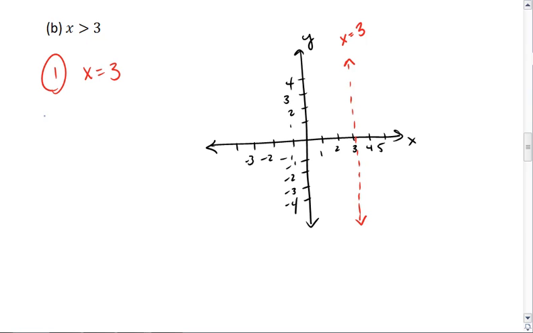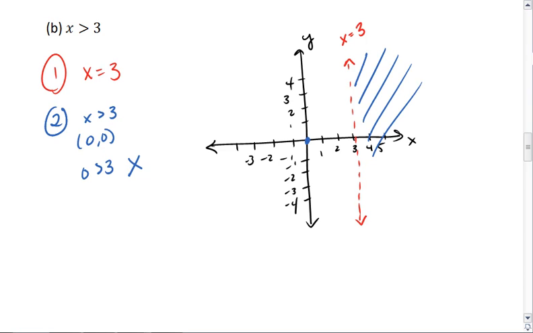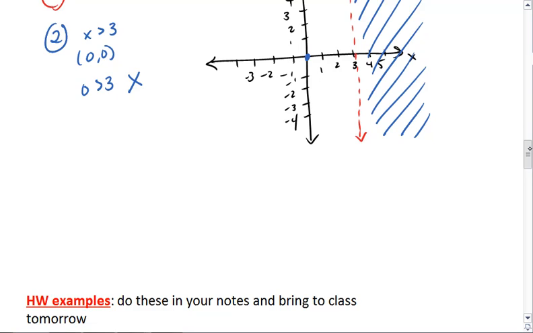For step 2, we want to try a test point. And in this one, the point 0, 0 does work. We plug in 0 for x. We have 0 is greater than 3, which we know to be false, meaning we shade in everything on the other side of our line. And there is our final solution.